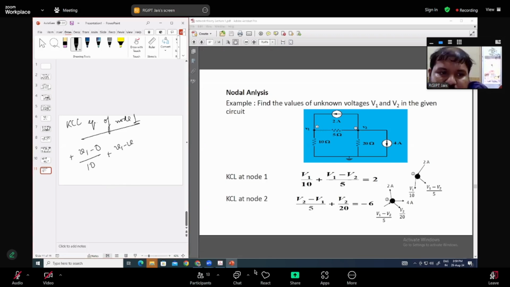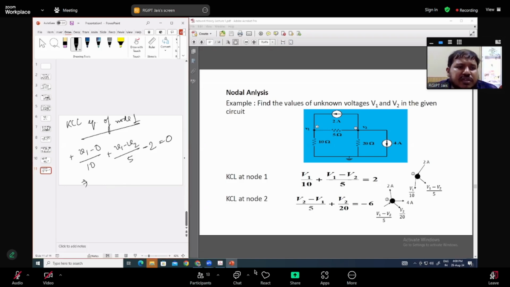Plus (V1 minus V2) divided by 5. This is nothing but Ohm's law, V equals IR, or I equals V by R. In this branch there is a current source. For a current source, you don't have to consider the voltage or resistance, because the current source itself gives the value of the current. That means 2 ampere is flowing into this node, so it will be minus, because current is going into the node. Minus 2, equal to 0.